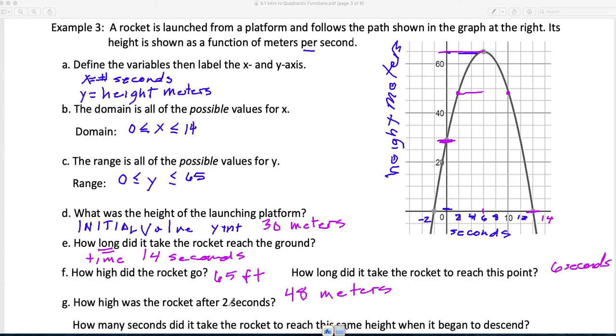And to reach that height on the descent, I'm double checking because I want to make sure that I don't give you an answer that's different than everybody else's. That is going to be 10 seconds. So at 2 seconds we reached approximately that height. And after we've gone a total of 10 seconds, we were at its twin point.